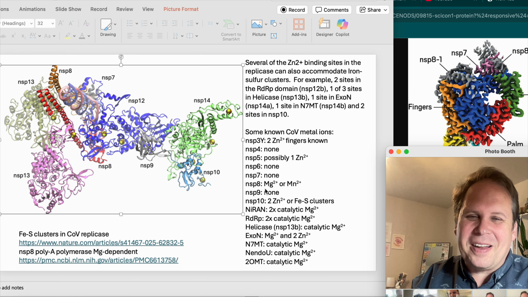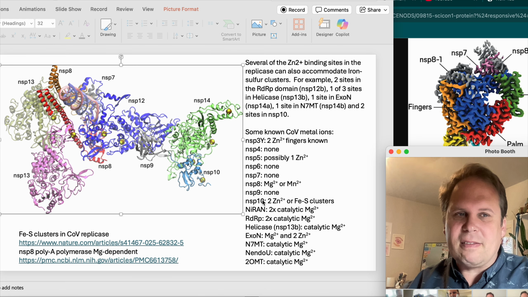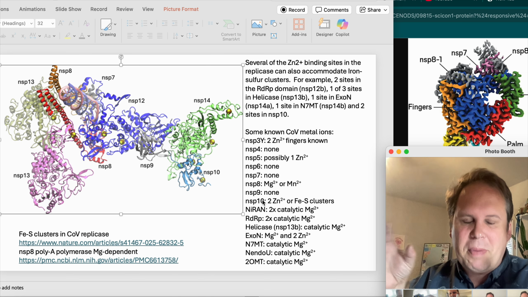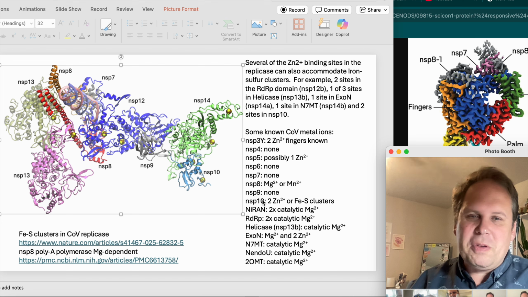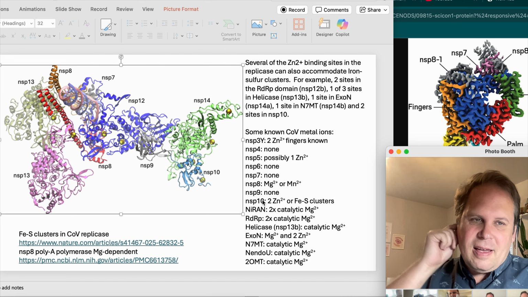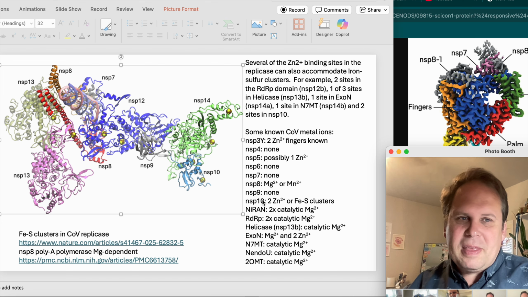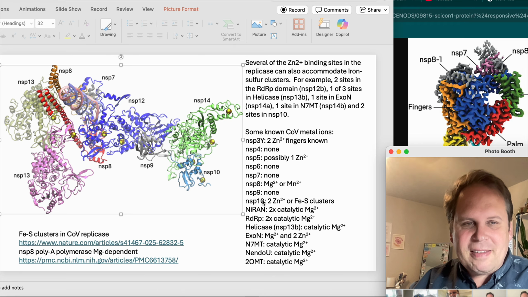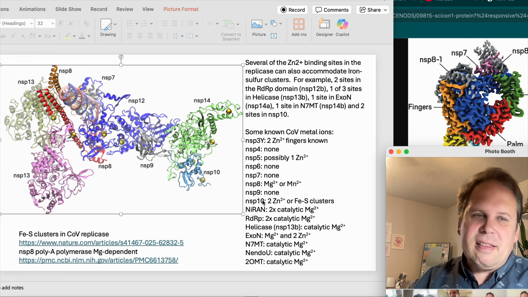All right, NSP10 is going to be a cofactor for NSP14 and NSP16. So there's separate NSP10s interacting with both. It's not one doing double duty. It's needed for at least some of the enzymatic activity of NSP14 and the only enzymatic activity of NSP16.